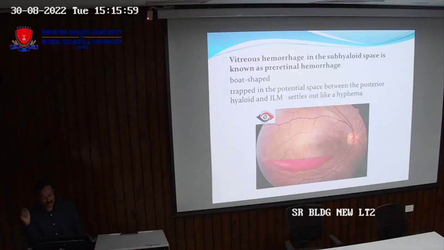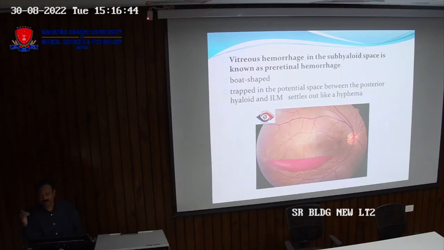So it is a boat-shaped hemorrhage, and there is a potential space known as the subhyaloid space, a potential space between the retina and the vitreous. The blood collects in that space. If you remember, blood collection in the anterior chamber is known as hyphema, so this looks like a posterior hyphema lying in the posterior pole. The third important characteristic is that the subhyaloid hemorrhage remains liquefied for a long time and does not clot. So if blood is moving and not clotting, it is in the subhyaloid space.